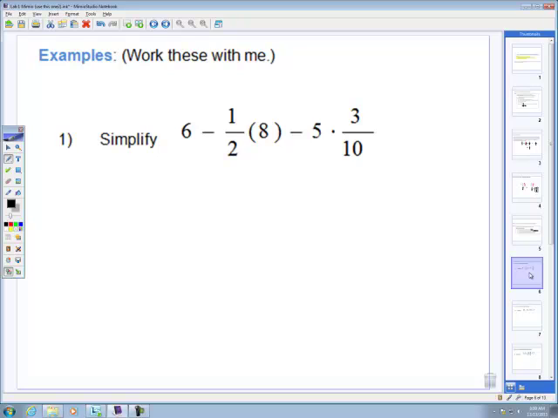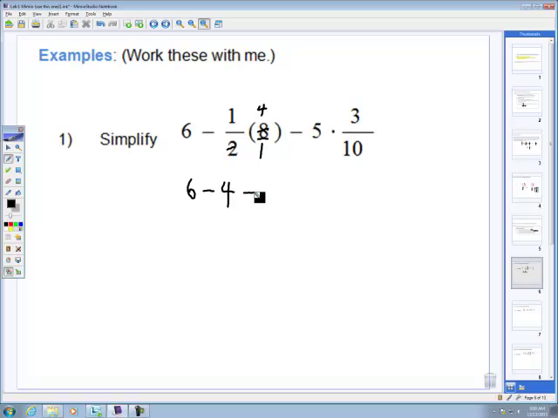So let's multiply 1/2 times 8. 1/2 times 8 would be the same as 1/2 times 8 over 1. And we're going to multiply the top times the top and the bottom times the bottom. We can reduce any common factors. 2 and 8 have a common factor of 2, which would give us 4 in the numerator. 1 times 4 is 4 over 1, so that would give us 4. Rewrite on the next line. So that would be 6 minus 4 minus, and now let's take care of our next multiplication.